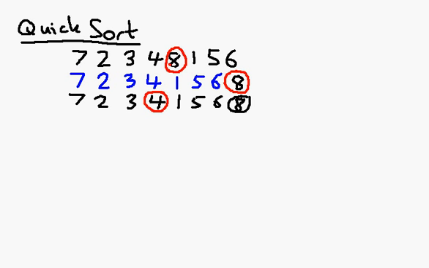So all numbers that are less than 4 need to go on the left hand side, and all the numbers that are greater than 4 need to go on the right. So we've got 2, 3, and 1. Okay, the 4 remains where it is. I'll just put a red circle around that so we know what our pivot is.